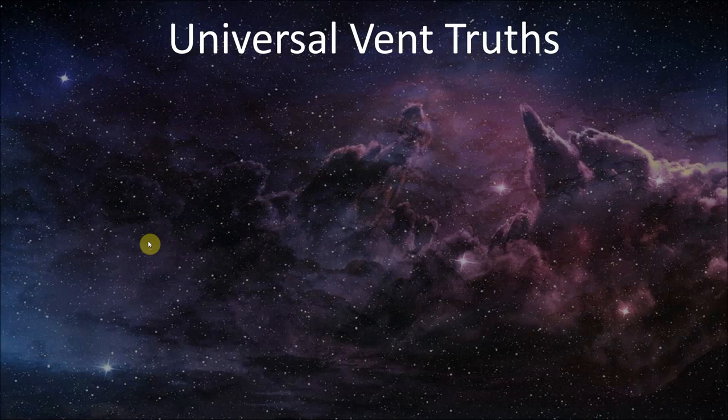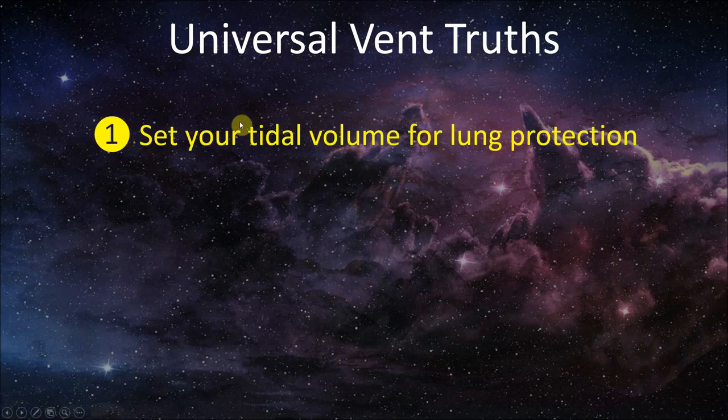When using the ventilator, there are a few universal vent truths that apply to any patient, any ventilator, and honestly, ventilator or BVM ventilation. Those are that you set your tidal volume for lung protection. Okay, so you use a lung protective tidal volume. You don't increase or decrease your tidal volume to improve ventilation. You only change your tidal volume for lung protection. So if you're getting high airway pressure, then you would reduce your tidal volume.